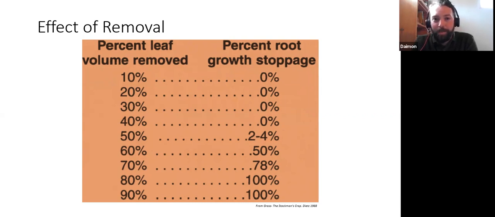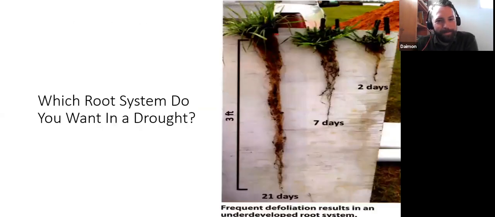So you can see what effect that forage volume removal can have on the type of root system that you're going to have, as we saw in the earlier slide. So next slide, Carl, please.